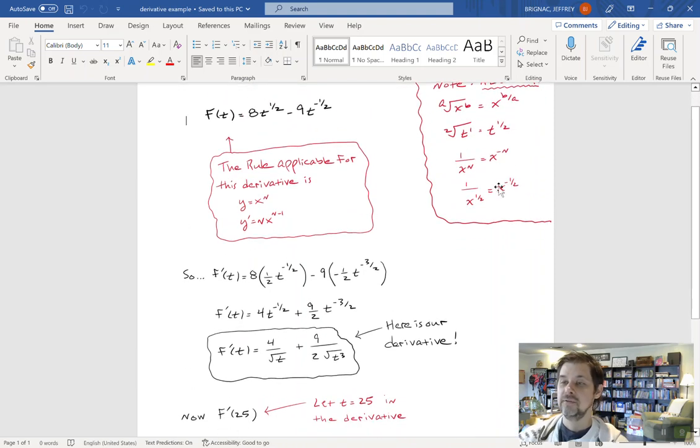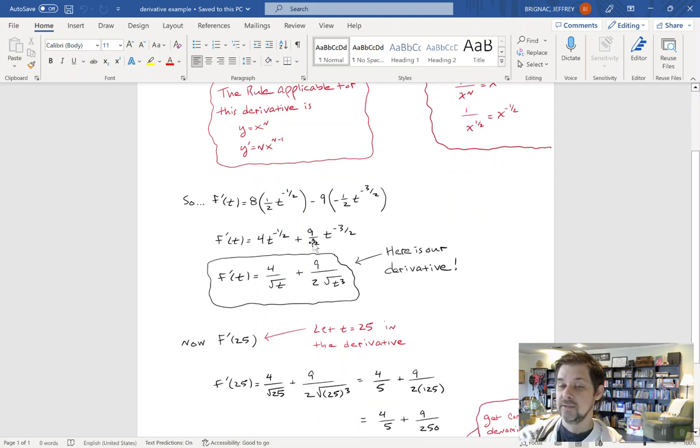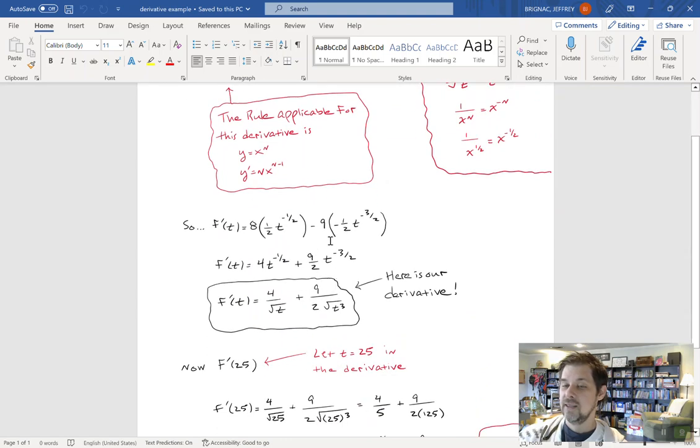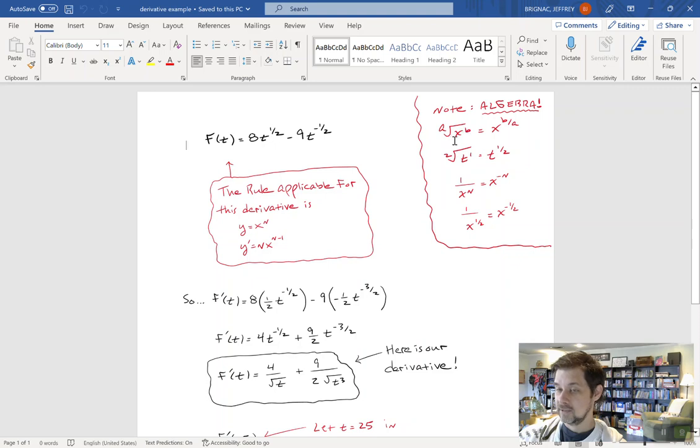So according to the fact that anytime we move something from either below the fraction bar or above the fraction bar to the other side, the exponent changes sign. So this becomes 4 over t to the 1/2 power, which is the same thing as 4 over square root of t, according to this rule. And then that becomes 9 over 2 times t to the 3 over 2 power, which I wrote like this, according to this rule, okay?